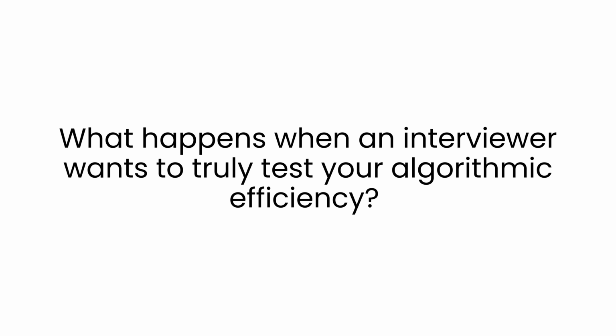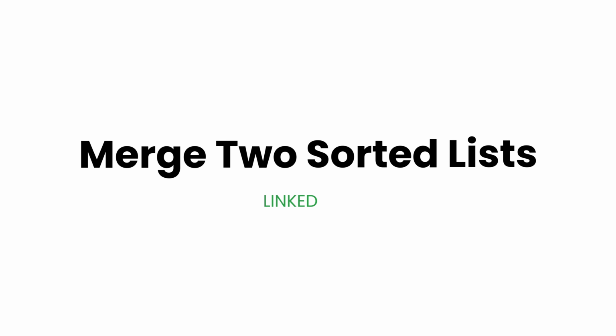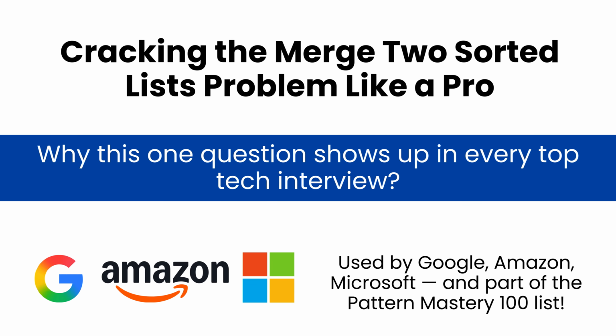What happens when an interviewer wants to truly test your algorithmic efficiency? Merge K-sorted lists is a Pattern Mastery 100 heavyweight and a frequent guest at Google, Amazon, and Microsoft interviews. Over 40% of candidates get slowed down by the complexity and pointer management. Master this, and you'll prove you can handle multi-list merges, priority queues, and advanced patterns.